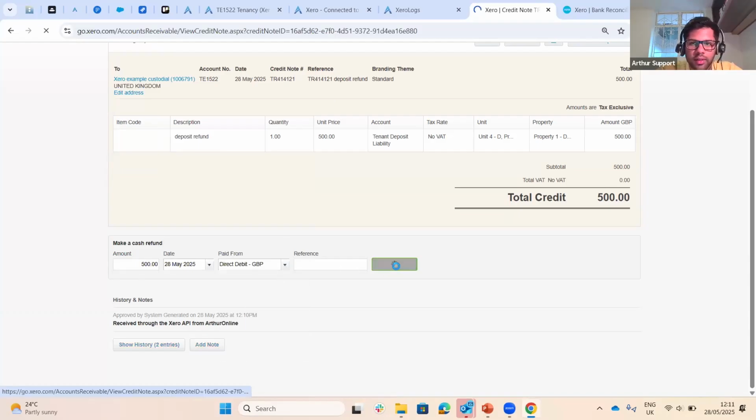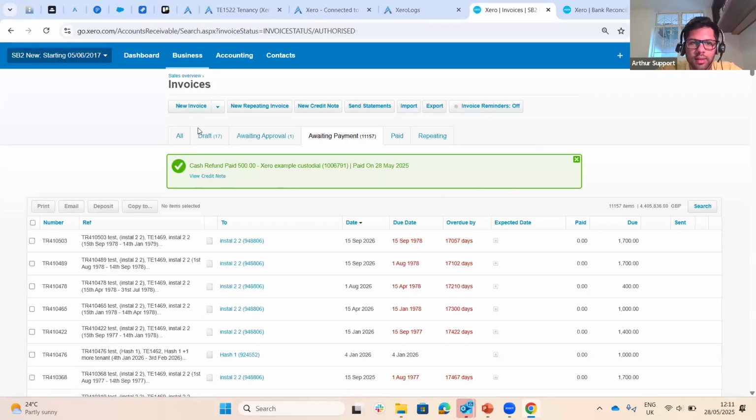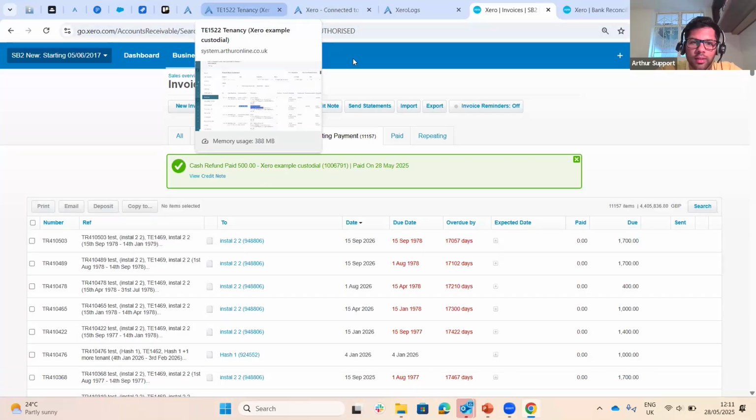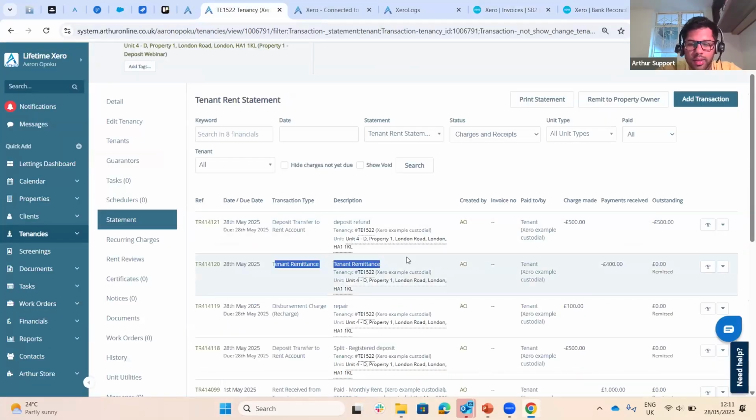Once you add a refund, you can match that on your bank against the money you've sent to the tenant, and then that refund will come back to Arthur in the next sync and create a remittance for you. So that's the best way to deal with that situation if you're using Xero. Just let me know if you have any questions about that.